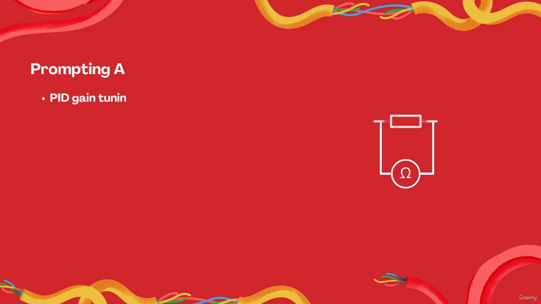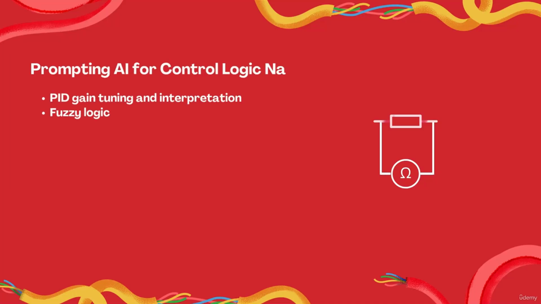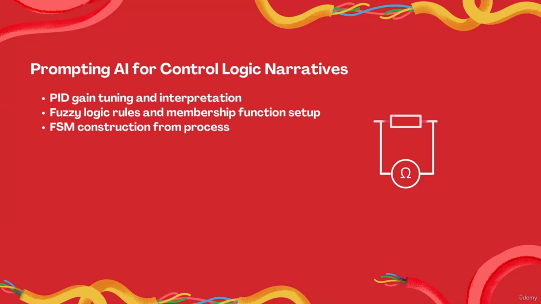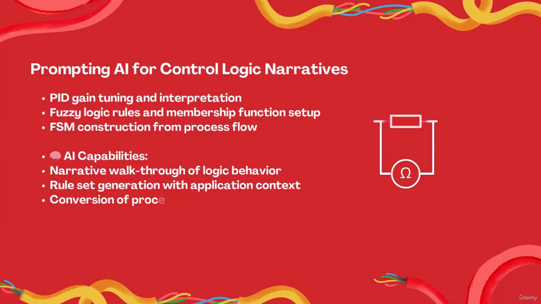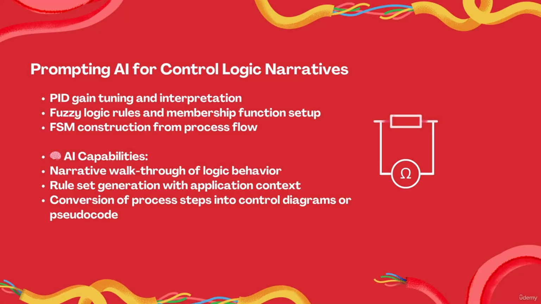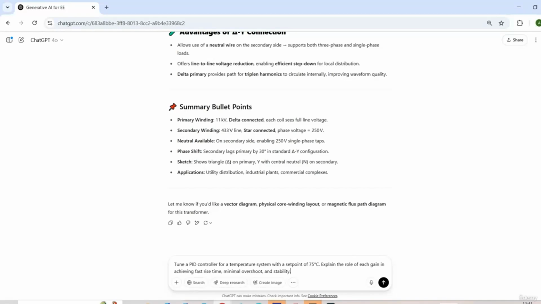In control engineering, logic implementation must be both precise and understandable, especially when deploying PID loops, fuzzy controllers, or finite state machines, FSMs. Generative AI helps transform control theory into narrative logic, ideal for documentation, stakeholder explanation, or code scaffolding. By prompting AI, engineers can quickly create interpretable, step by step representations of how control logic operates, even before simulations or PLC implementation begin. Let's begin with tuning a PID controller.